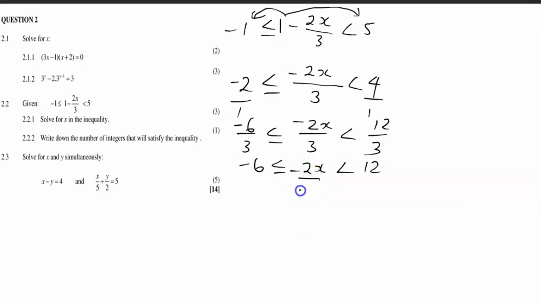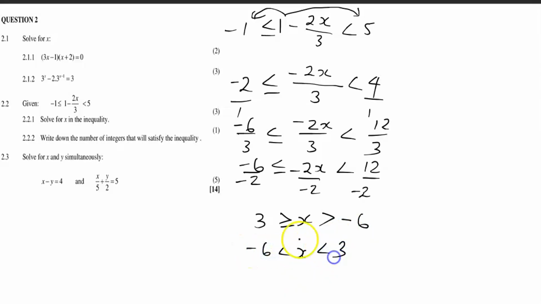Then from there, you divide by negative 2 throughout, and on this side, negative 2. And then you've got x is, remember when you divide by a negative number, the signs change. So 12 divided by negative 2 gives you negative 6. And then on this side you've got positive 3. Then you can just write this with the smaller one on the left hand side. So it's x is greater than negative 6, but less than 3.